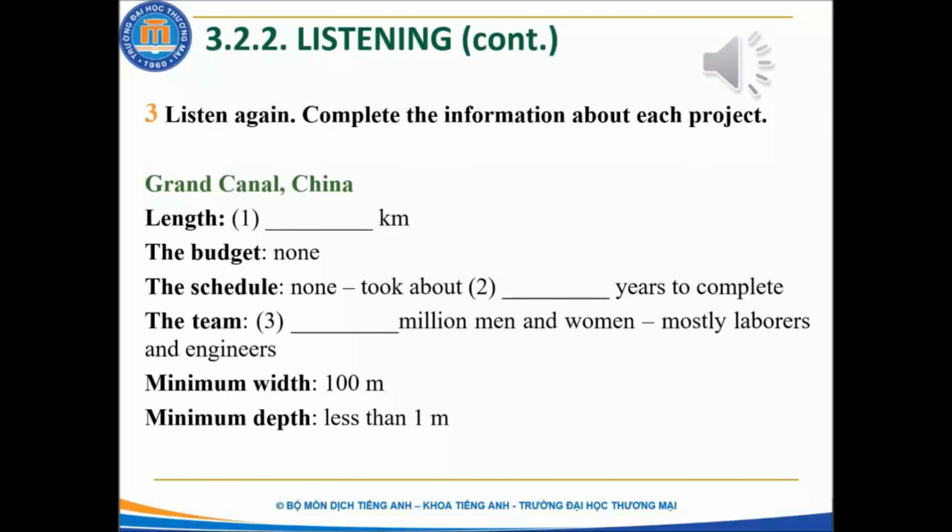So let's check the answers together. So for number 1, how long is the Grand Canal? It is 1,700 kilometers, right? And for number 2, so how long did it take to complete the canal? The answer for number 2 is 1,700 years, right? And for number 3, how many people working for the project? The number is 5 million men and women. Alright.